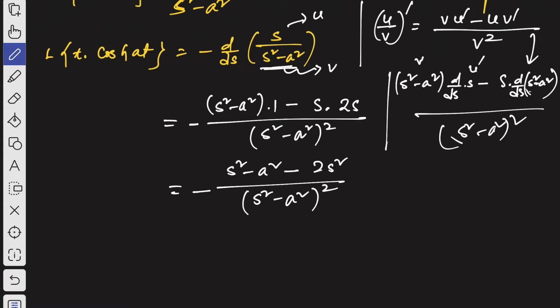Then if you simplify this, you will get s square minus 2s square, that's going to be minus s square. And if you multiply this minus, then you will get plus s square, and this is going to be also plus on multiplication of this minus, and then you will get s square plus a square by s square minus a square whole square. That is our result. So hope you have understood this. Now let's move on to the next question.